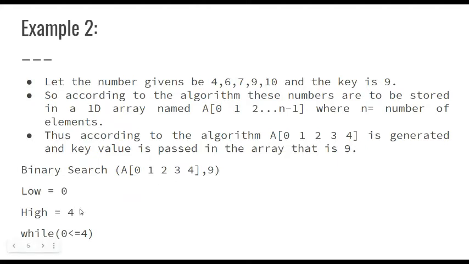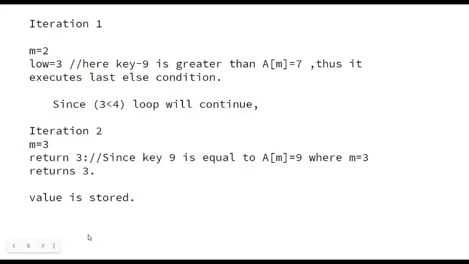our array. Low is equal to 0, high is equal to 4. We find it using binary search. While 0 is less than or equal to 4, we take the iterations. First iteration: m is equal to 2, low is equal to 3. Our key value 9 is greater than a[m], which is 7. So the last else condition executes.